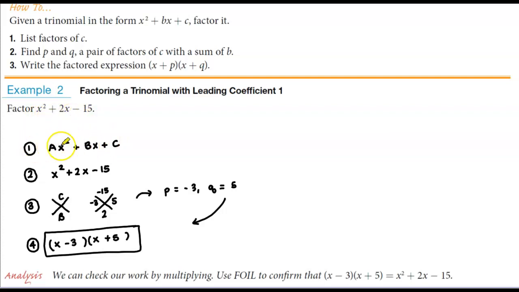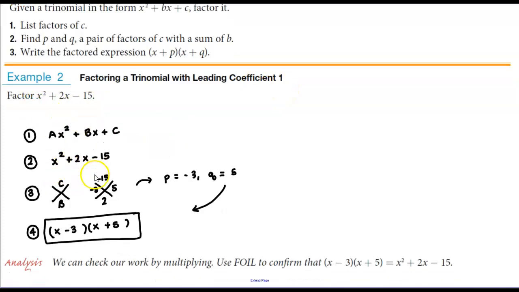Now notice that in standard form, we have ax squared plus bx plus c. Again, this is when the value of a is equal to 1. So we have x squared plus 2x minus 15. Now I want you to notice that we need to find the value of c. Well, the value of c in our problem is negative 15. So we're going to create an x and put negative 15 at the top.